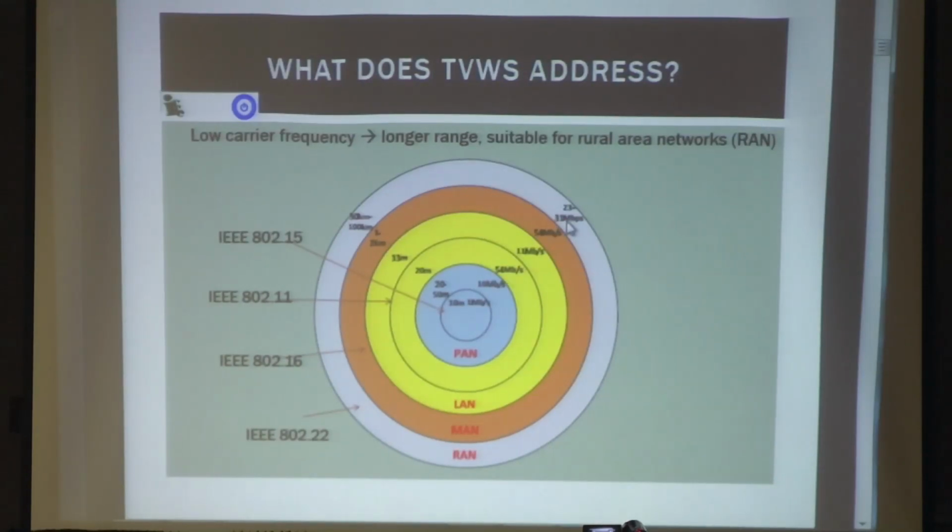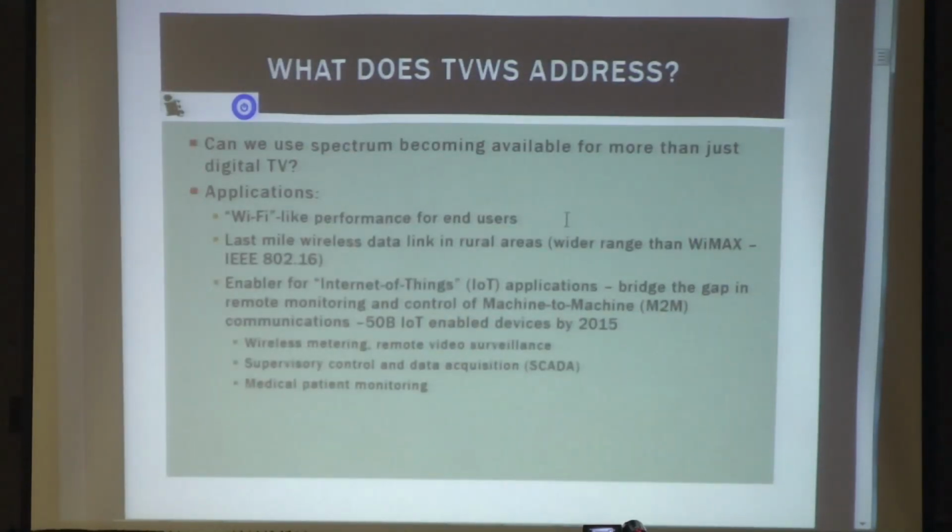Okay, so now we have an understanding of the type of range that TV white space can address. So it addresses large ranges, so it's useful for rural area networks. But can we use the spectrum becoming available for something more than just digital TV? So for example, can we have Wi-Fi-like performance for the end users that covers a very large range? So instead of, for example, how you walk over to a campus or to your local Starbucks where you can use Wi-Fi over there, but as soon as you exit, you no longer have Wi-Fi access. So is it possible to have Wi-Fi access over an entire region?